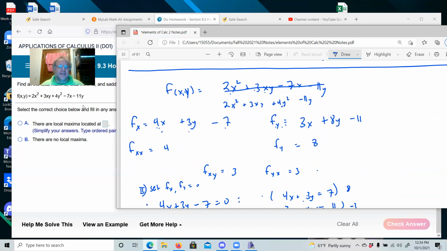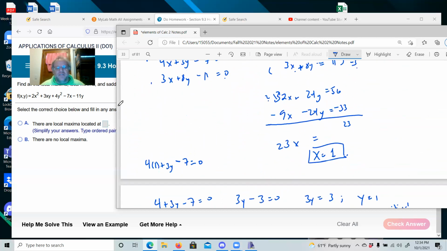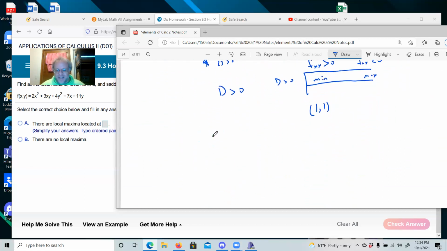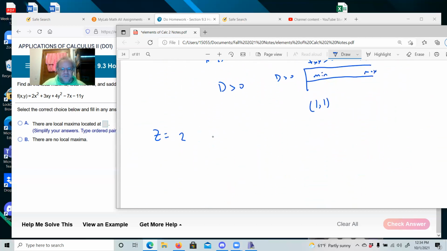Let's see, it kind of looks like a shifted... Notice that we have x squareds and y squareds. We have z equals 2x squared plus 3xy plus 4y squared minus 11x minus 11y. This guy here, we have an ellipse, but it's slanted, it's rotated, because that's what this term does, and then it's shifted. So we would have some kind of a parabolic ellipse, but it's moved over here somewhere.